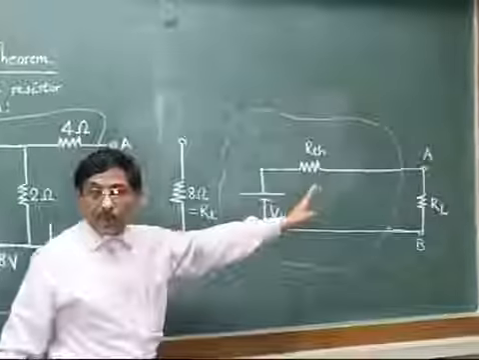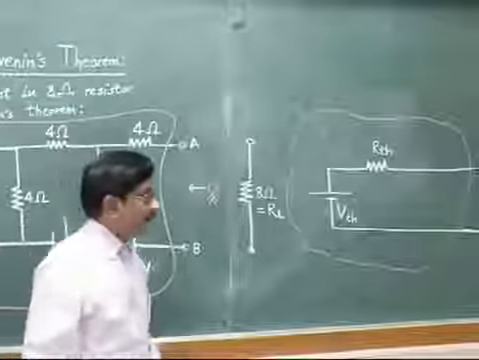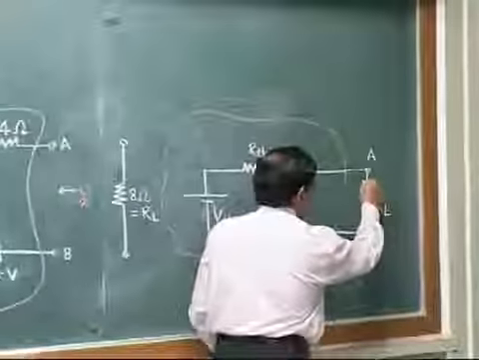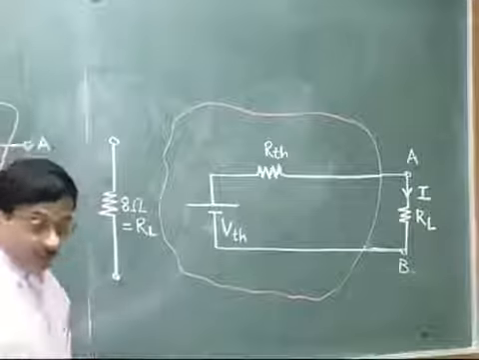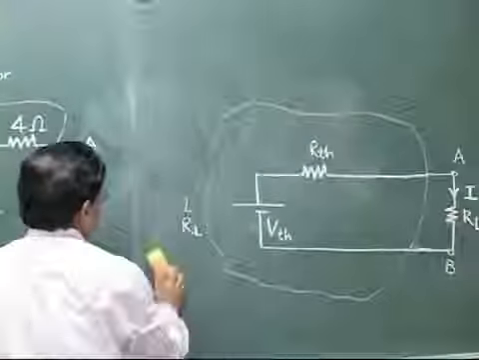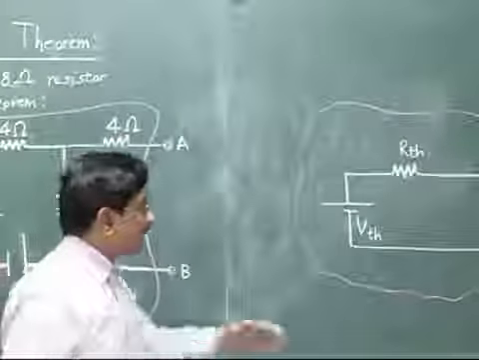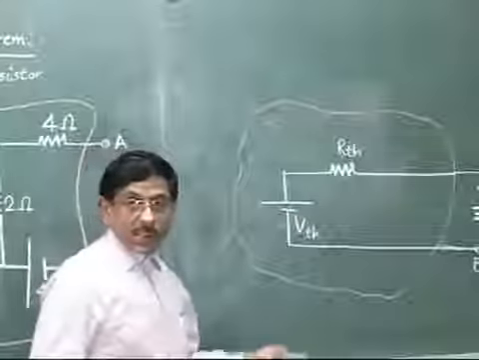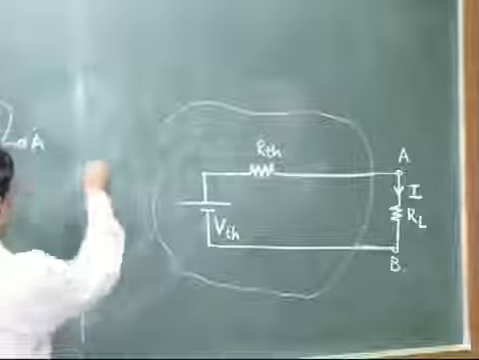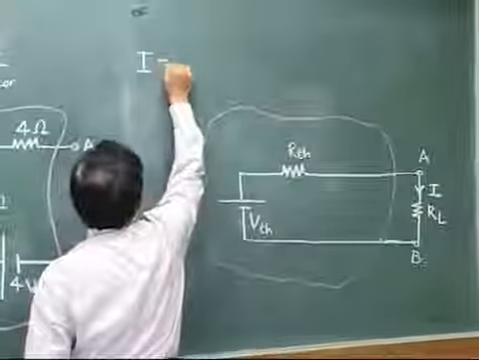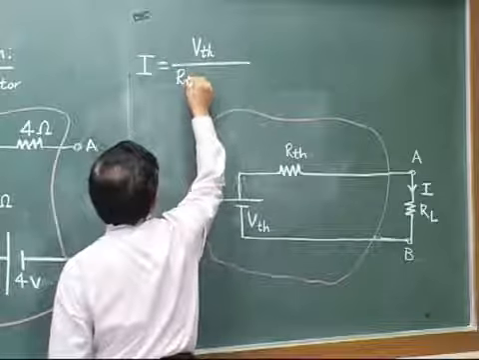And now see, this is a simple series circuit where we can use Ohm's law for determining the current. Suppose the current taken by RL, load resistance, is some current I ampere. Okay, just use your Ohm's law and tell me what would be the answer for the current. Simple. What is the total voltage acting in the circuit? It is VTH. What is total resistance acting in the circuit? RTH in series with RL. So what would be the current value I? The current value I would be equal to VTH divided by RTH plus RL.